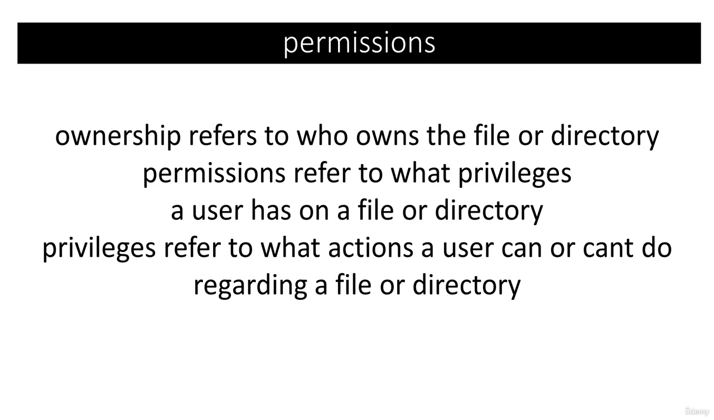Now we get to permissions. Ownership refers to who owns the file or directory. Permissions specify what privileges a particular user has on files and directories. By privileges, I'm referring to what a user may or may not do with respect to a file or directory. By saying may or may not do, or referring to privileges, I'm talking about the ability to perform certain actions like reading or writing files or directories.